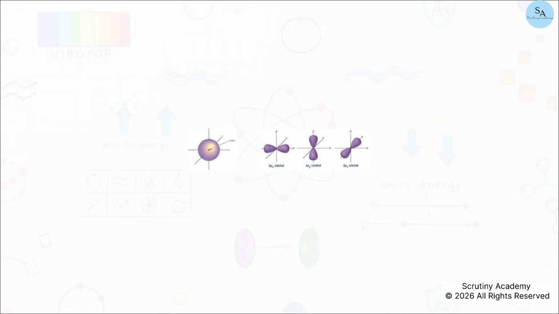And here's what those shapes actually look like. An s orbital is just a simple sphere. Easy enough. But p orbitals look more like dumbbells. And remember that m_l number? That just tells us if the dumbbell is lying along the x-axis, the y-axis, or the z-axis. It's all right there in the quantum numbers.